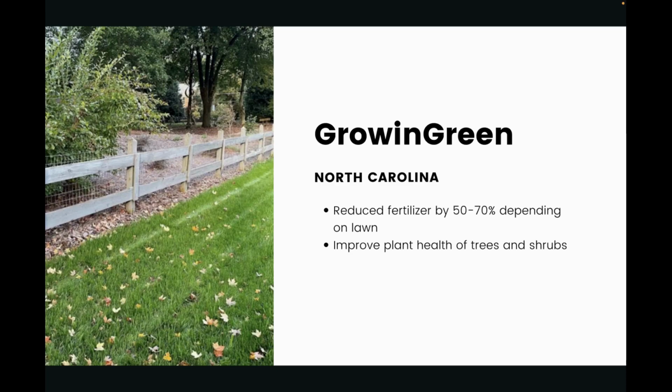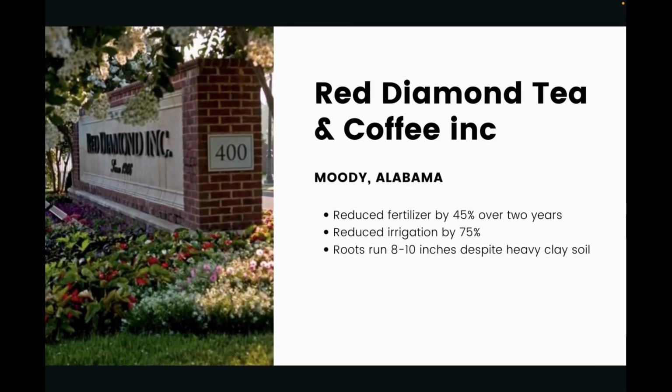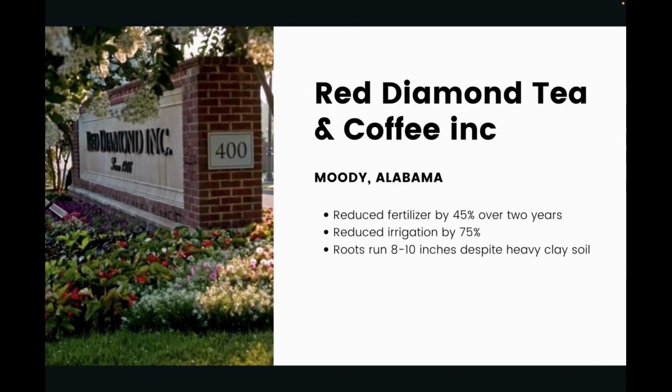Growing Green in North Carolina, they reduced their fertilizers by 50 to 70% depending on the lawn, and obviously improved plant and soil health along the way. This is a typical lawn care company in North Carolina. They're focused on the business model, not so much the agronomic model, but when things can line up and you can focus on the agronomics and it actually helps your business model, well then, you definitely want to follow that course of action.